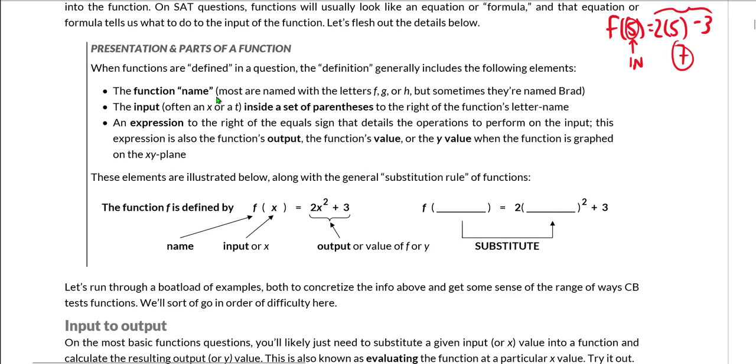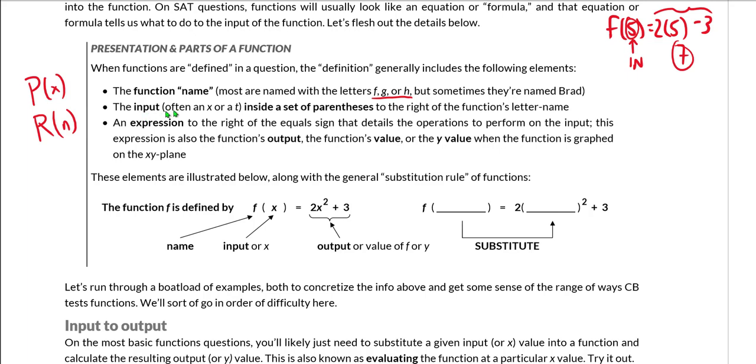So a bunch of different parts of a function. We have the function name. Usually functions are named f, g, or h. Entirely possible, though, that you will see, maybe, a profit function or a revenue function on this test. You do not have to have an f, a g, or an h. You can have really any letter representing a function.